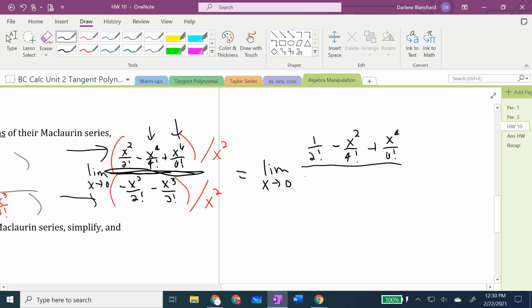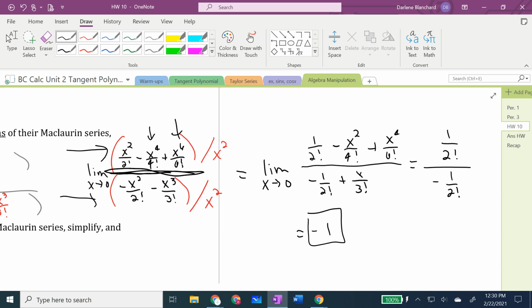So then for the bottom, that becomes negative 1 over 2 factorial plus x over 3 factorial. Now when you plug in 0, that's negative 1. There are much easier ways to solve this limit, but this is just trying to help you learn how to play with your series. The more you play with infinite series, the more comfortable you're going to get with it. And that means playing with it in different formats.